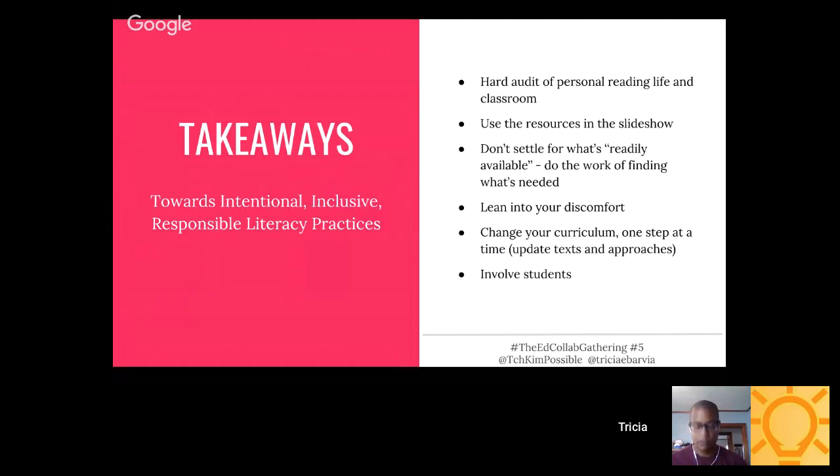And not to settle again for what's readily available, like to do the work of finding what's needed to meet our kids' needs. Leaning into our discomfort. I've been uncomfortable many times. And I think we have to lean into it and ask ourselves why.